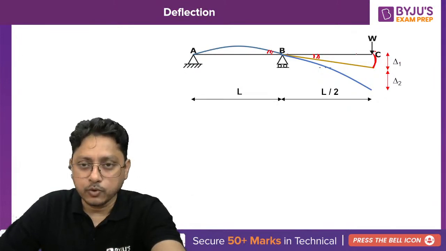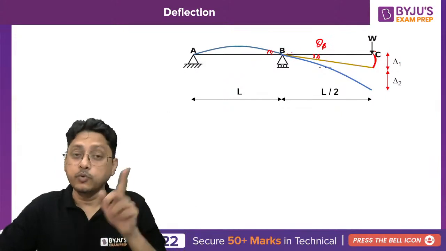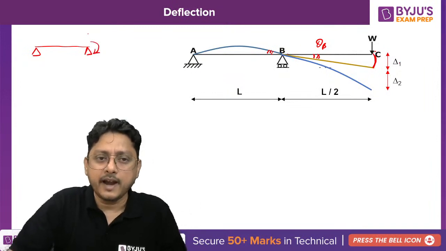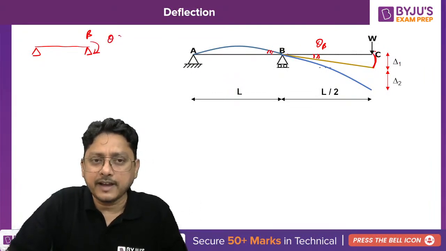The length L by 2 you already know. This angle is your theta B. So how will you find out theta B? You already know that for a simply supported beam, due to the application of the moment at support B, your theta is nothing but ML by 3I.